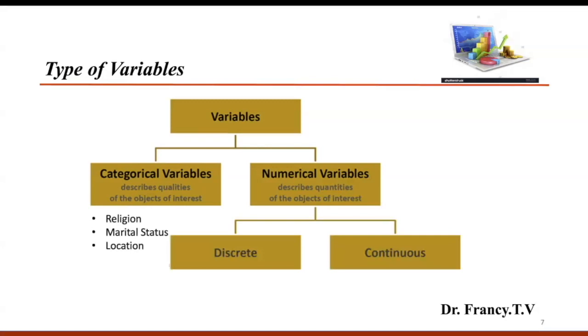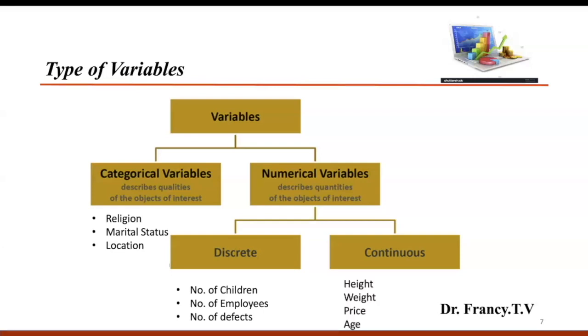Numerical variables are further classified as discrete variables and continuous variables. Discrete numerical variables involve data that arise from a counting process and only take integer values, whereas continuous numerical variables involve data that arise from a measuring process and can take any value within an interval. In our example, number of children, number of employees, number of defects, etc. come under the discrete category.